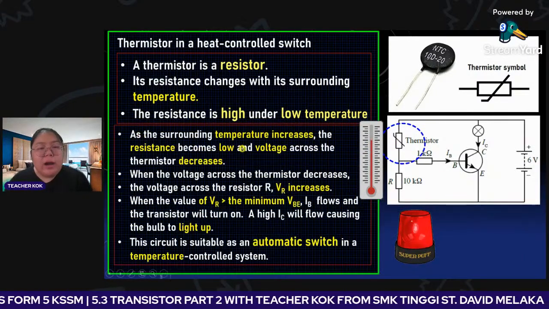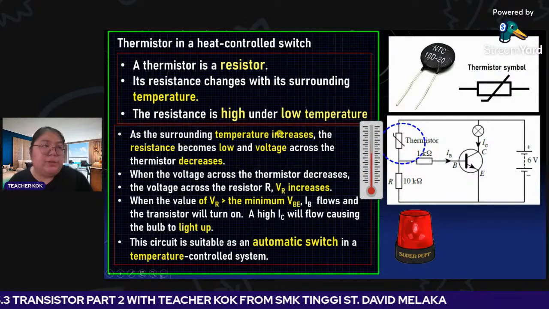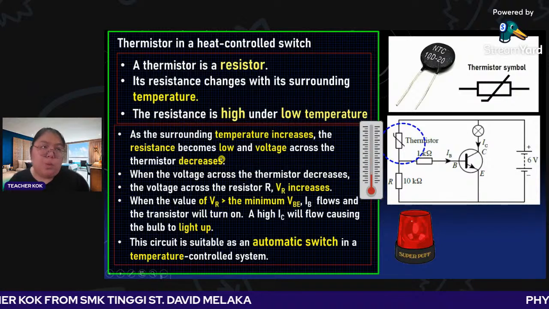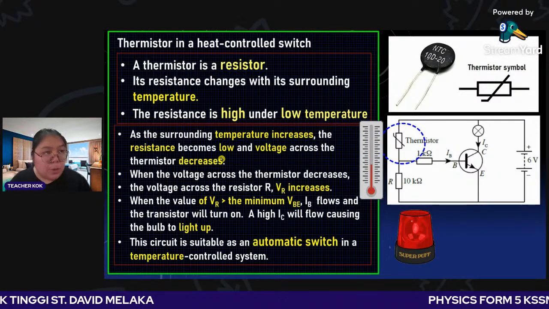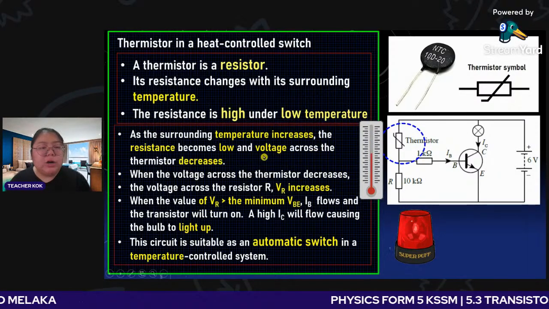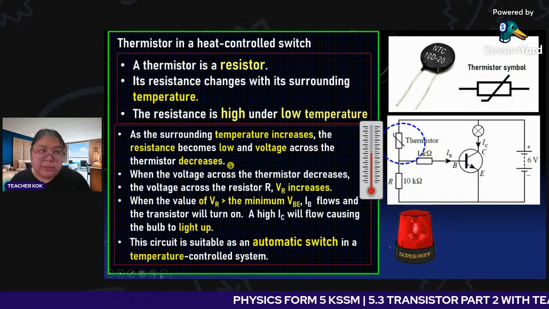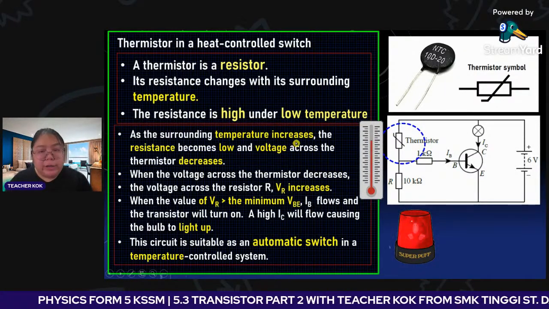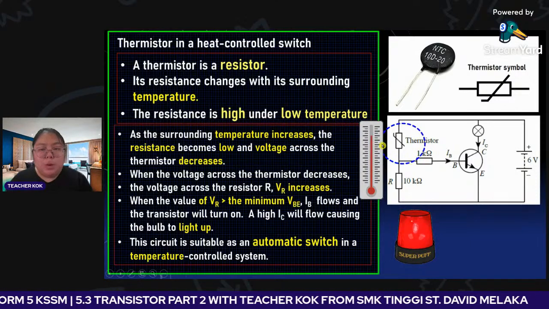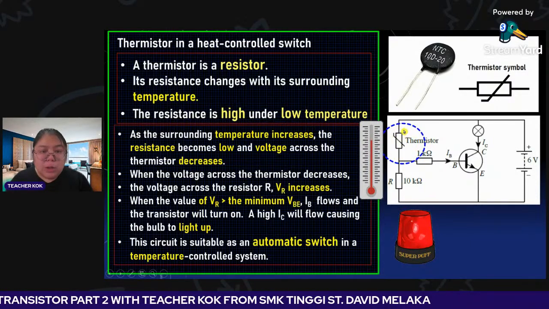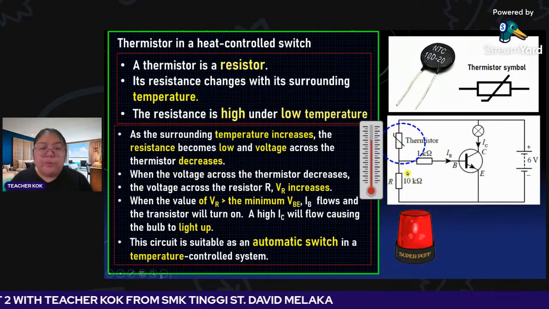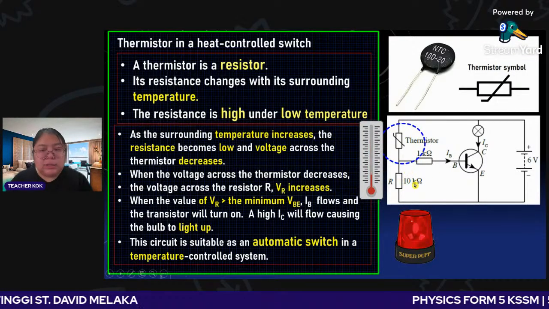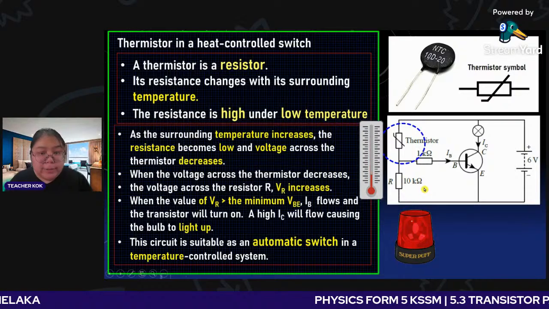As the surrounding temperature increases, the resistance becomes low, and the voltage across the thermistor decreases. So we look at the diagram. Temperature increases, the resistance becomes low. What happens to the base? The voltage at the base increases. With low resistance here, this one becomes high voltage.